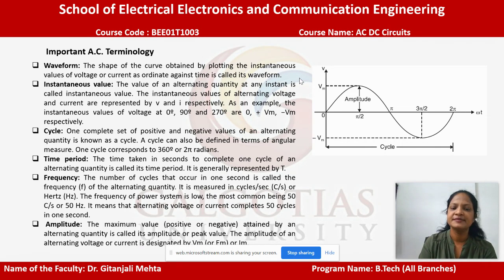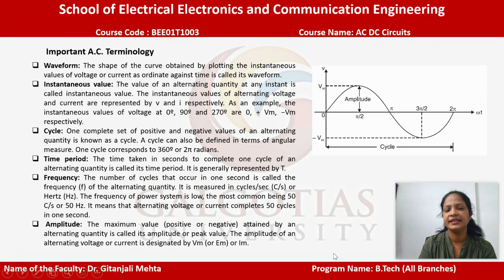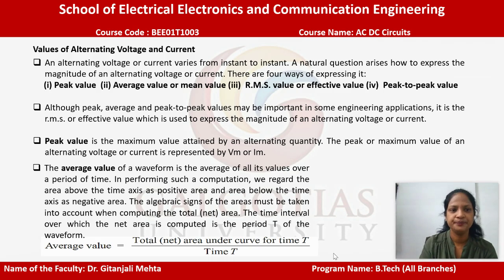The frequency of power system is low, the most common being 50 cycles per second or 50 hertz. It means that alternating voltage or current completes 50 cycles in 1 second. Amplitude: the maximum value attained by an alternating quantity is called its amplitude or the peak value. The amplitude of an alternating voltage or current is designated by capital letter Vm or Em or Im.